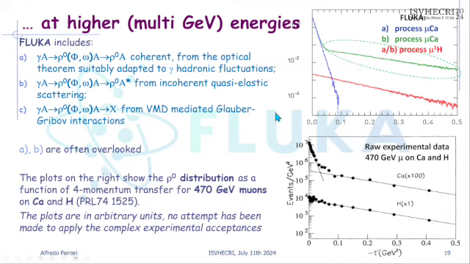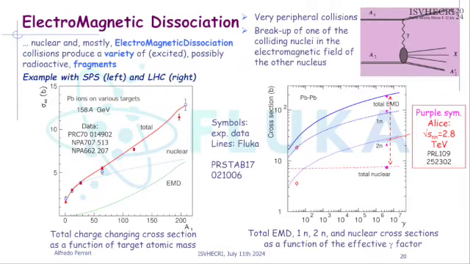And this produces rho zeros, which decay into pi plus, pi minus. So you just transform a photon into hadrons with no pi zero in this case. So it's a channel which has to be taken into account. Let me move to electromagnetic dissociation.